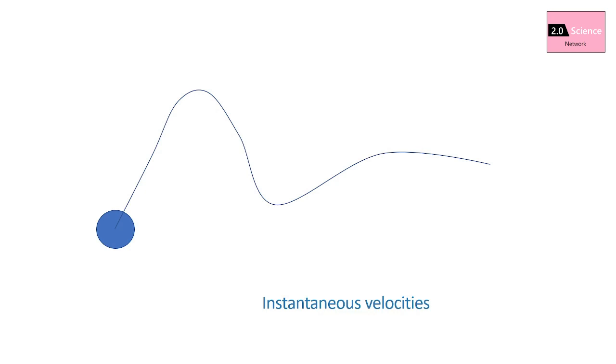In this example, you can see the direction of the object is changing every second, so that it has various instantaneous velocities. You can see the directions of these various instantaneous velocities.